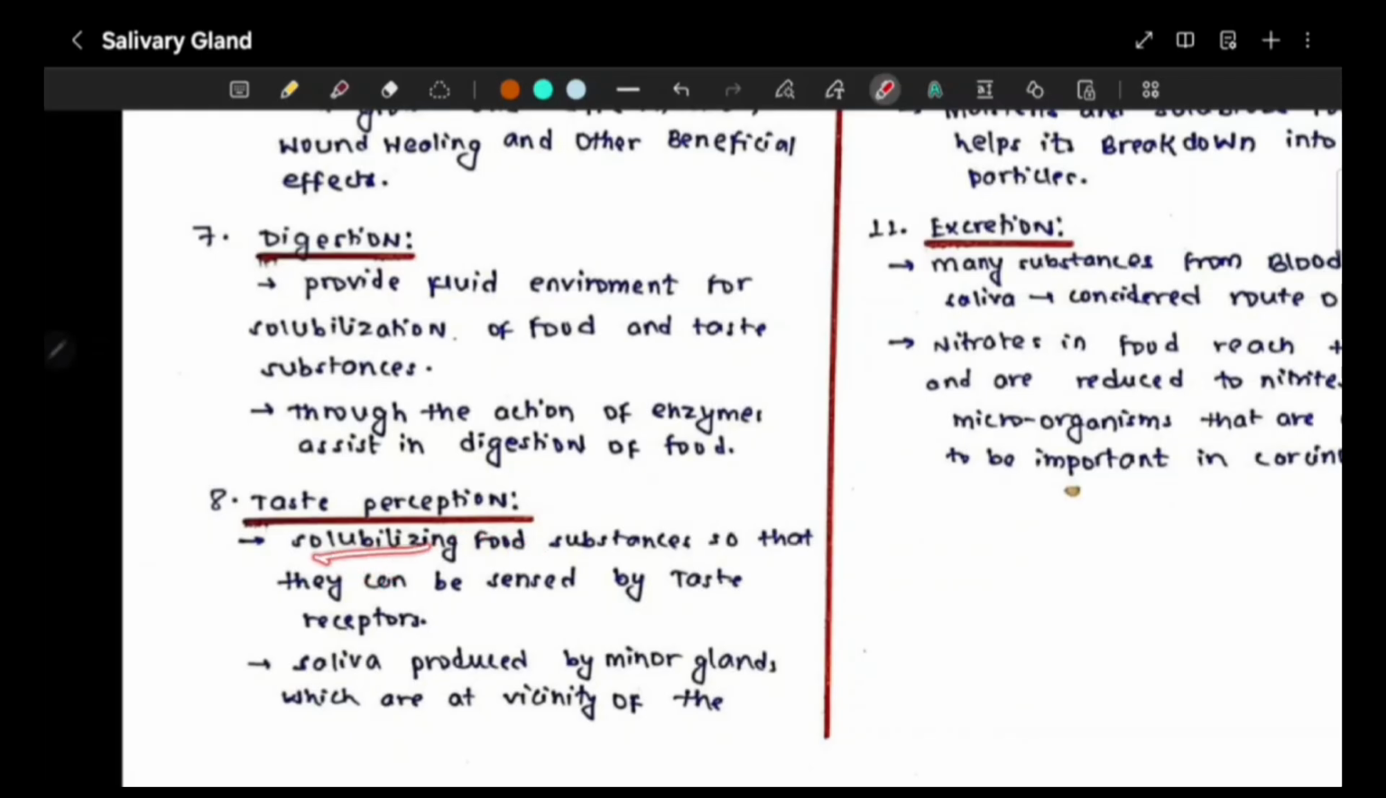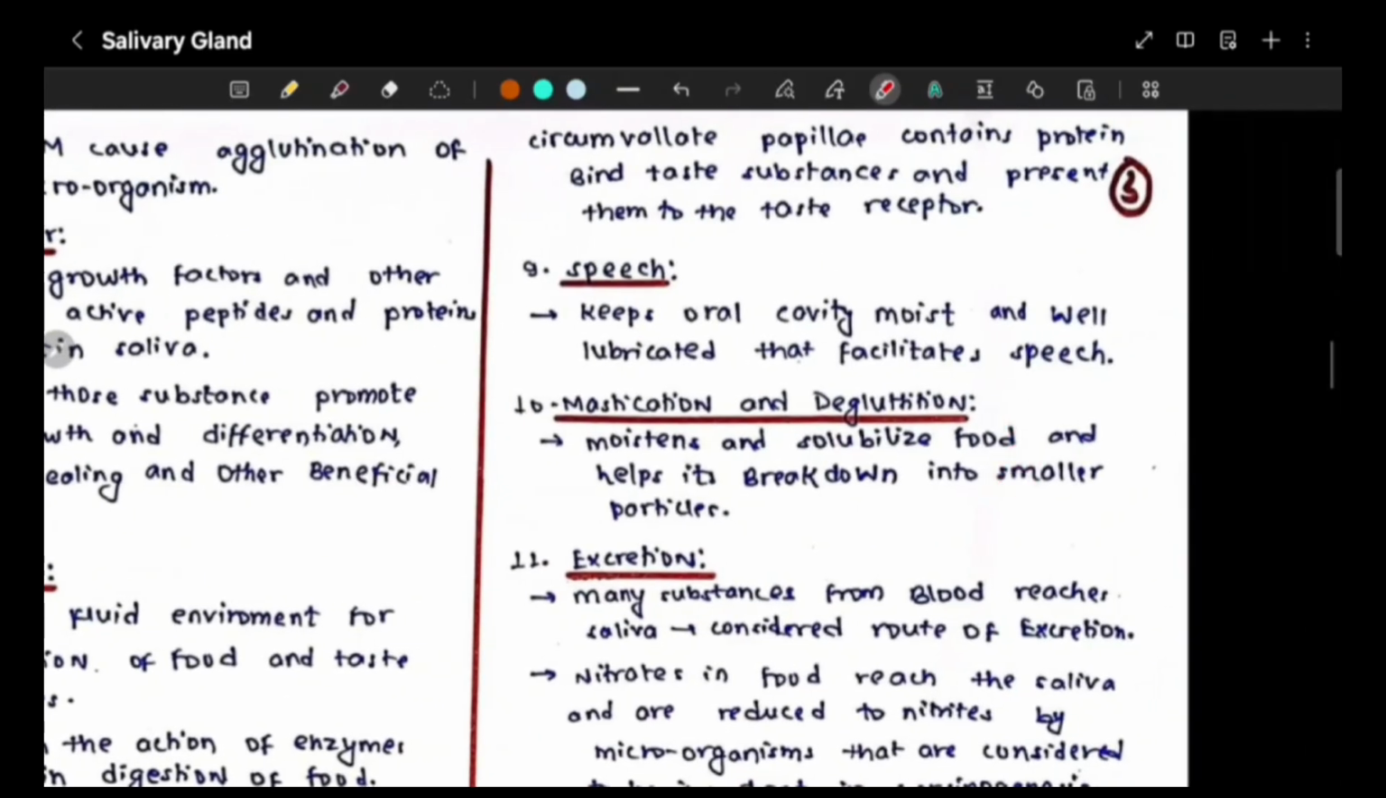So solubilizing food substances so that they can be sensed by the taste receptor, as written here, it provides the fluid environment for the solubilization of the food. After solubilizing, they can be sensed by the taste receptor. Another point: saliva produced by the minor glands in the vicinity of the circumvallate papillae contains proteins that bind taste substances and present them to the taste receptor.